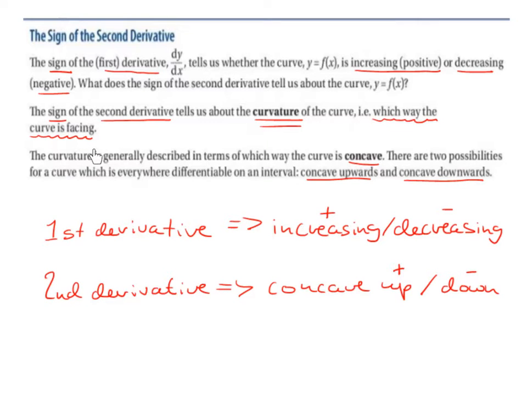The curvature is generally described in terms of which way the curve is concave. There are two possibilities for a curve which is everywhere differentiable on an interval: concave upwards and concave downwards. So the first derivative, if it's positive, the curve is increasing. If it's negative, it's decreasing. The second derivative, if it's positive, it's concave up. If it's negative, it's concave down.